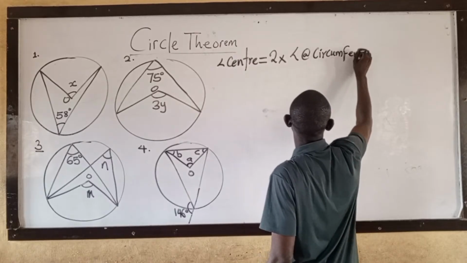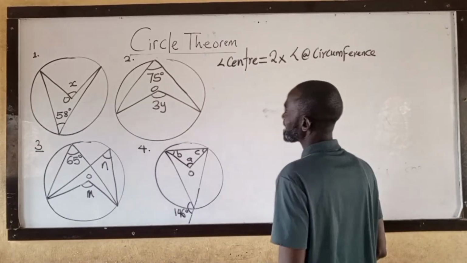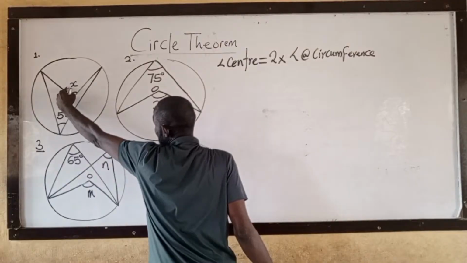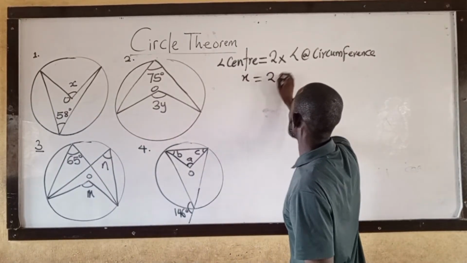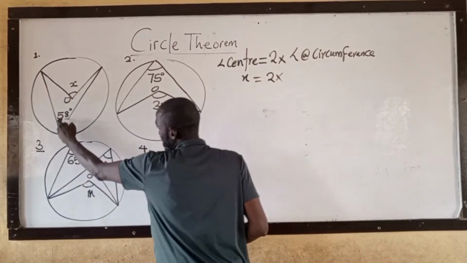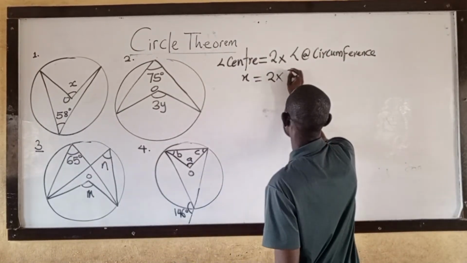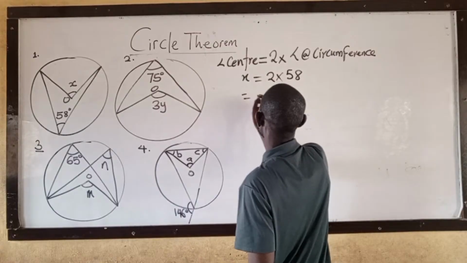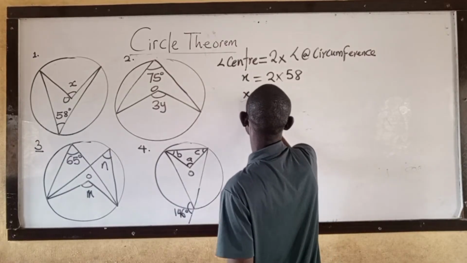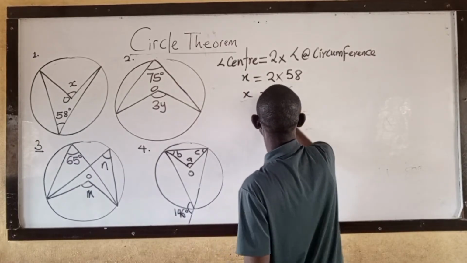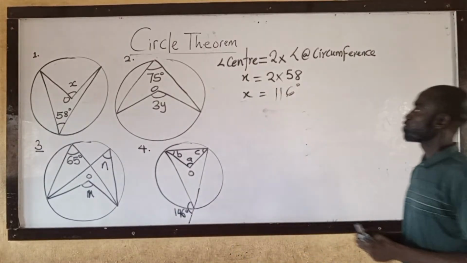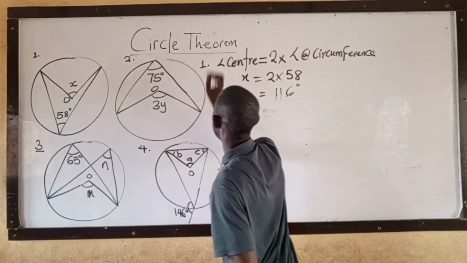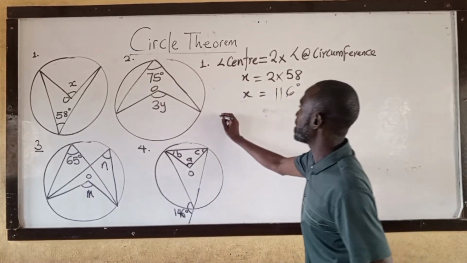So where's the angle at center? X is at the center. So here I'll put X equals 2 times, where is circumference? 58 is circumference. So 2 times 58. So our X is equal to 116 degrees. That is question number 1. Clear? Alright, so let us go to question number 2.